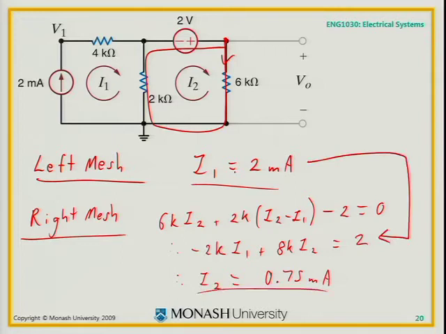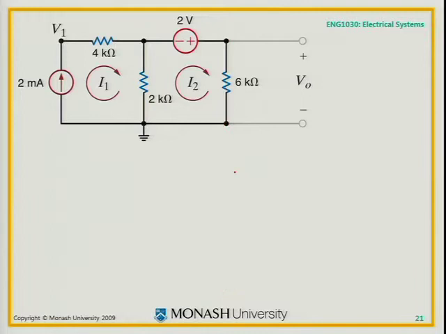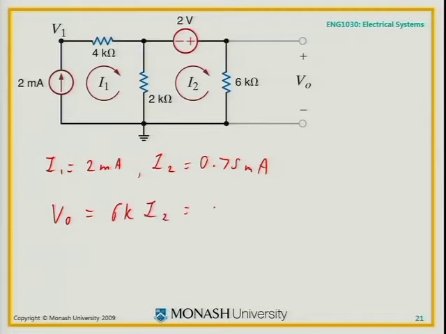So we've got I1, we've got I2. It was in fact easier because of the current source, not really harder. But we didn't have to do Kirchhoff's voltage law around one of the meshes. We already know the current. So I1 equals 2 milliamps, I2 equals 0.75 milliamps. You can then get V0. You sort of said it before. V0 was 6K times I2 equals whatever it equals.